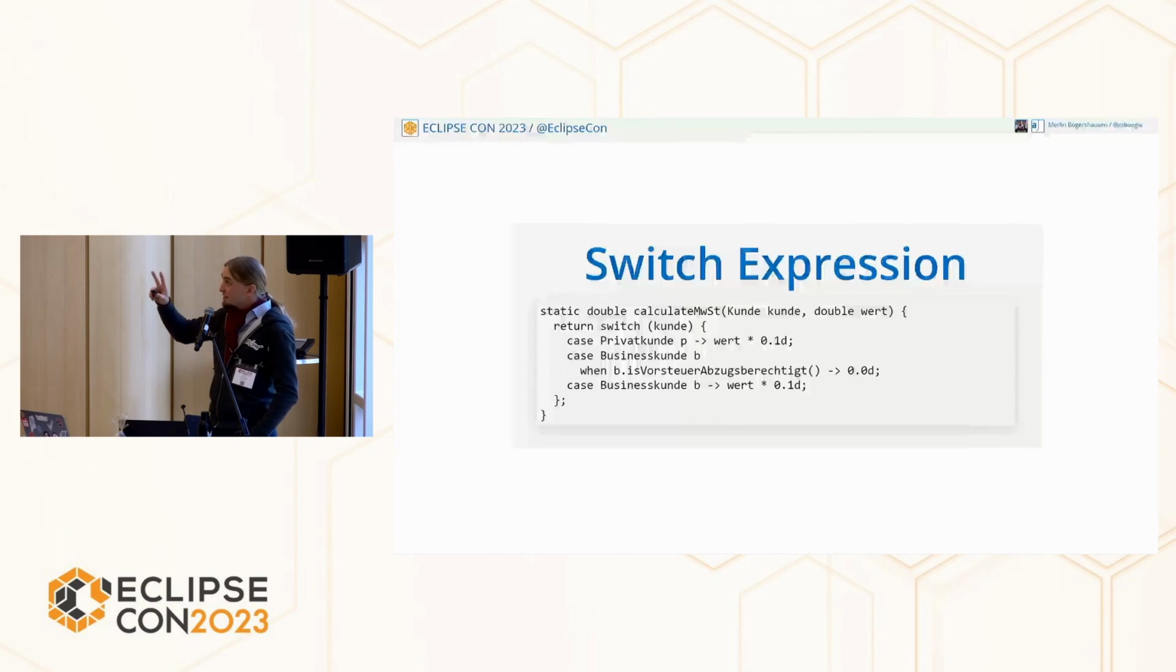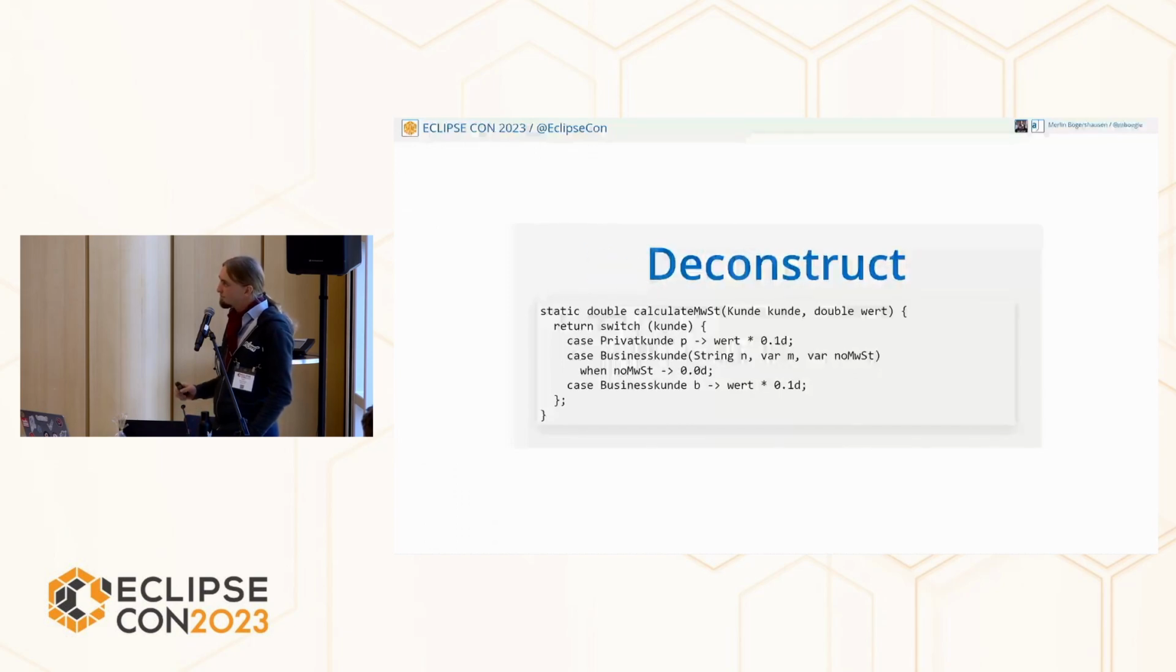But there are a few small problems. The big problems are solved. Now we are focusing on easier code, easier to work with. At the business Kunde, at the second case, we only check the property. Why do we need a full customer? We don't have to. There's deconstruction.